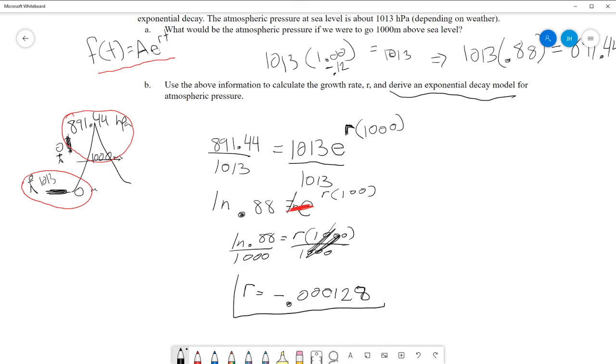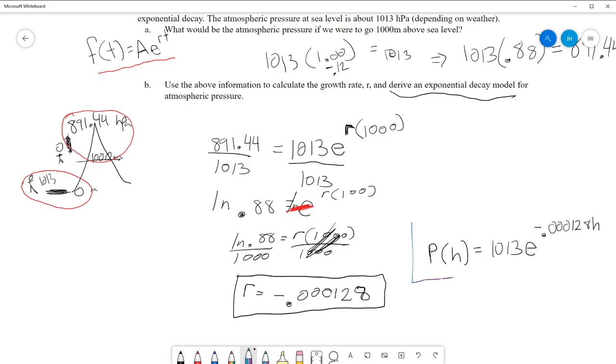So that's what we get for our growth rate, which can then be plugged into our original formula. I'm going to actually change this to P of H, as in pressure at height. So the pressure at any given height is going to equal 1013, our starting value, times e to the power of our rate, negative 0.000128, times the height. And that is our formula for calculating the pressure at any given height above sea level.